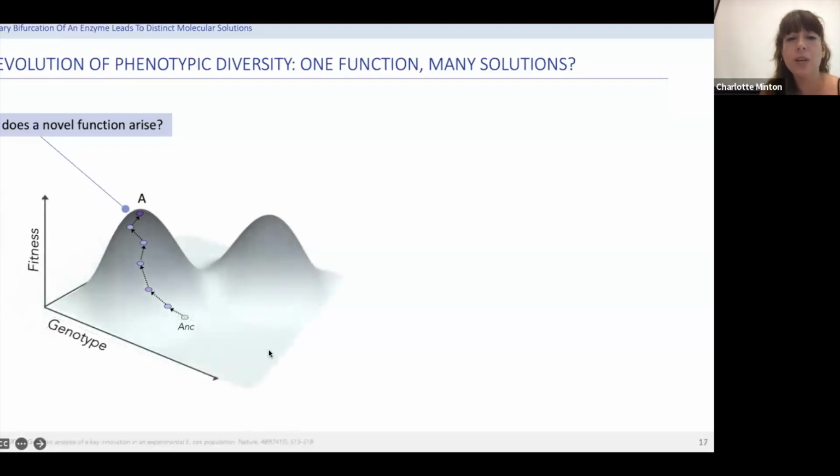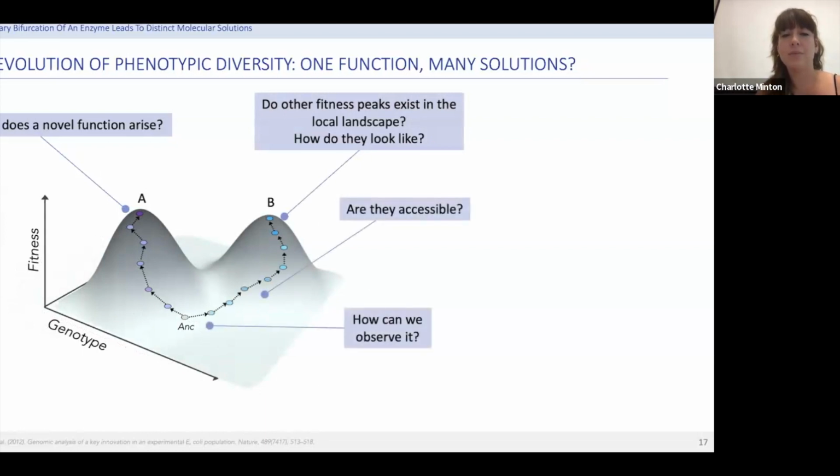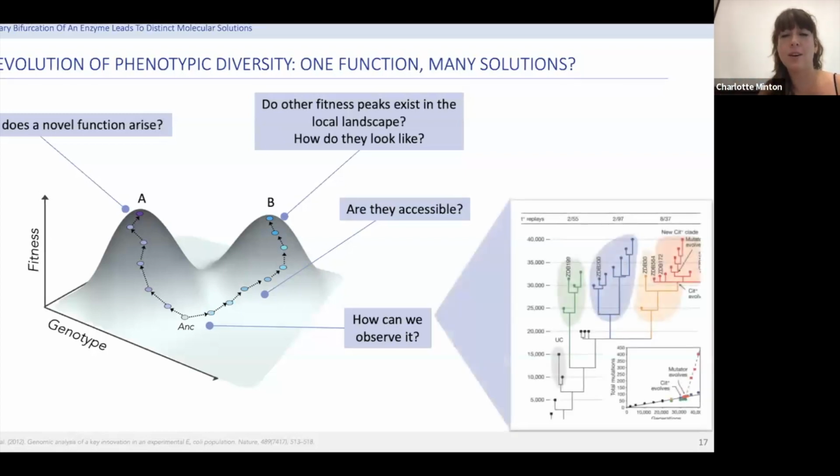How do we know whether there are other fitness peaks in the landscape? Because if we replay evolution, and this is the most accessible path to this peak, replaying over and over again will always bring us here. So are there other peaks in this fitness landscape? What do they look like? And more importantly, can we access them? And one way to sort of explore the landscape around this existing fitness peak is to study these bifurcation points.